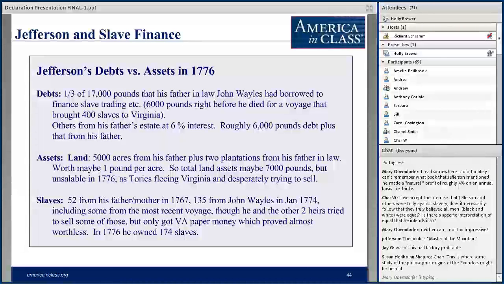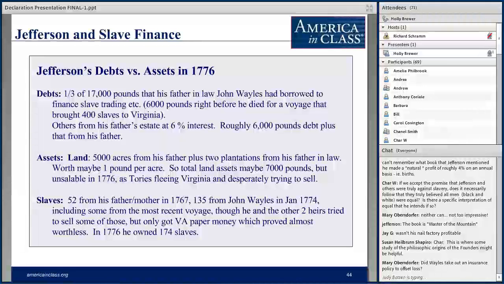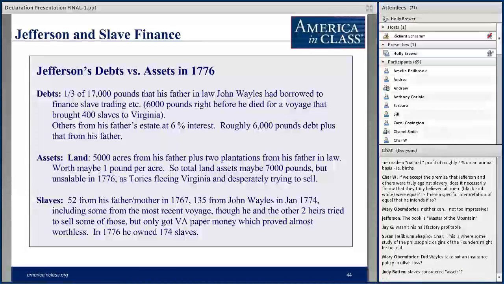So it's hard to tell if he could sell everything, but certainly in 1776, most of those plantations were completely unsaleable. We know from many other sources that Tories were fleeing Virginia. Nobody was buying, and when people could get money, estates were being confiscated. And when people could get money for estates, it was a fraction of the worth. And the other assets, in terms of slaves, he inherited 52 from his father and mother in 1767, and 135 from John Wales in January 1774. And that's quite aside from, or I can't quite tell whether it includes some of the slaves from the slave trading ship.